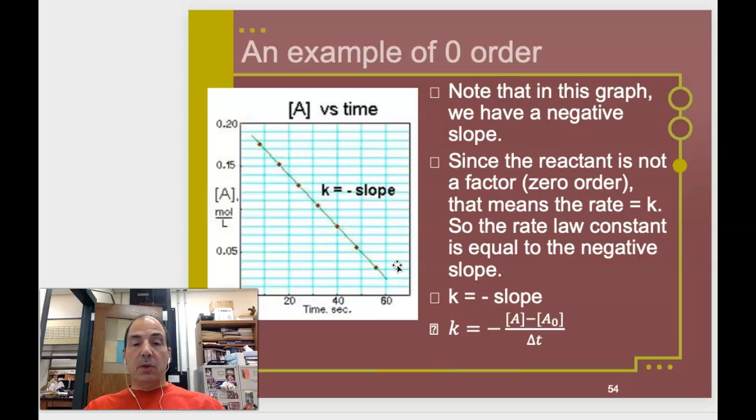Because of that, we also know we can find our rate law constant from the negative slope of this. And by slope, obviously, we're talking about change in y over change in time. That's the change in concentration from some initial value to some final value over time. So the negative slope of the line is the rate law constant. If I know this is zero order, I can say rate equals k, and I'd even be able to figure out the value of k from the slope.